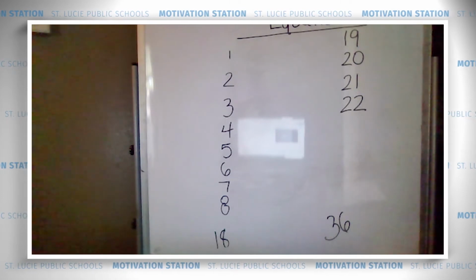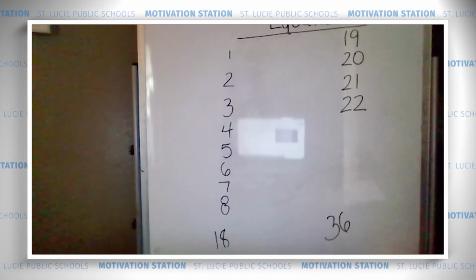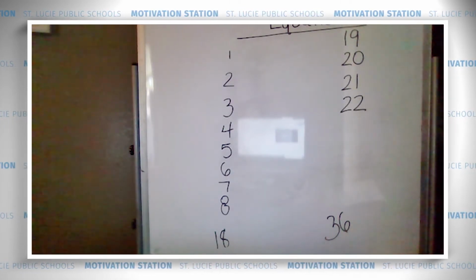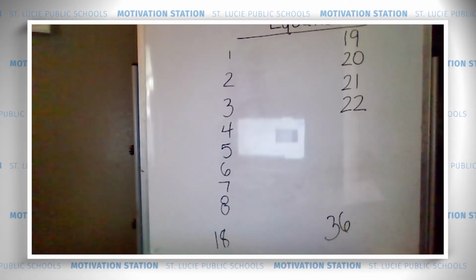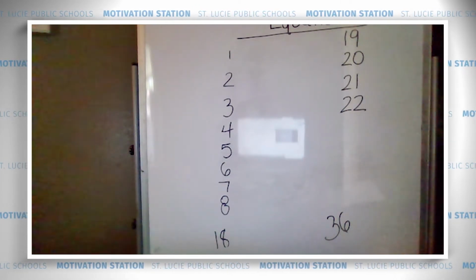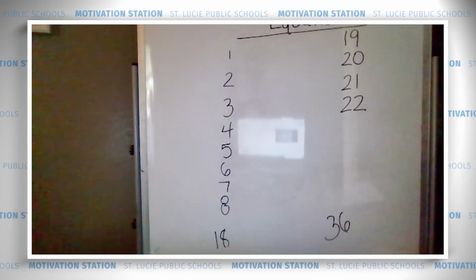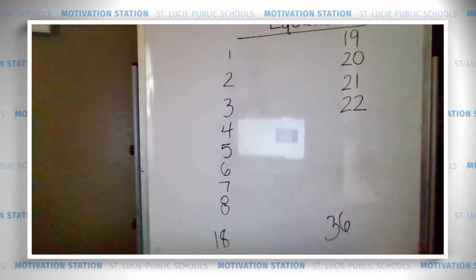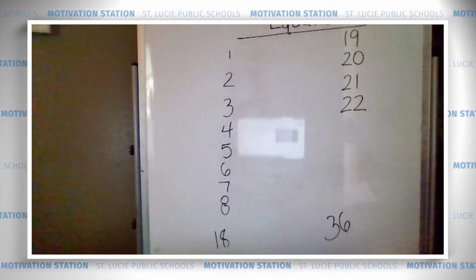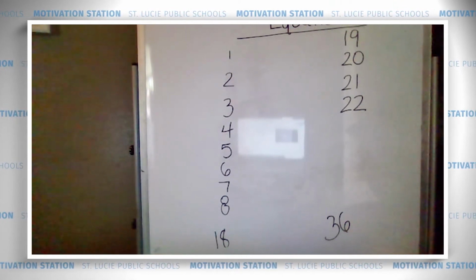Neatness counts, because we're going to be using this chart throughout the last 15 days here. And we're just going to keep adding to it. Okay, number your columns.